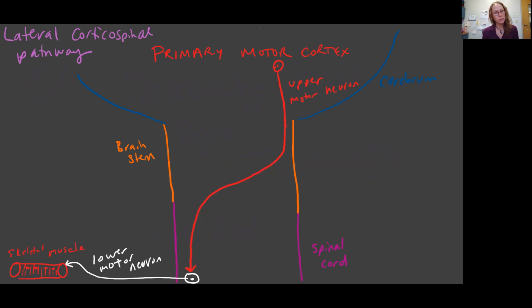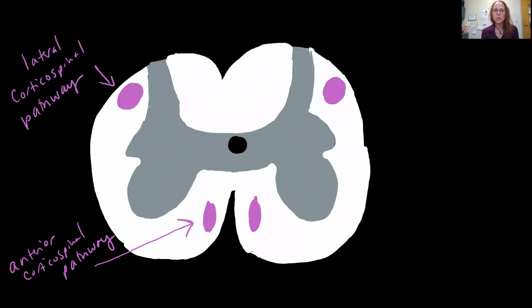So in ascending tracts, we had first, second, and third order neurons, and in descending tracts, we have upper and lower motor neurons. So it's a little bit simpler nomenclature. The anterior corticospinal pathway is very similar. So again, we're going to be starting in that primary motor cortex and extending down the spinal cord.